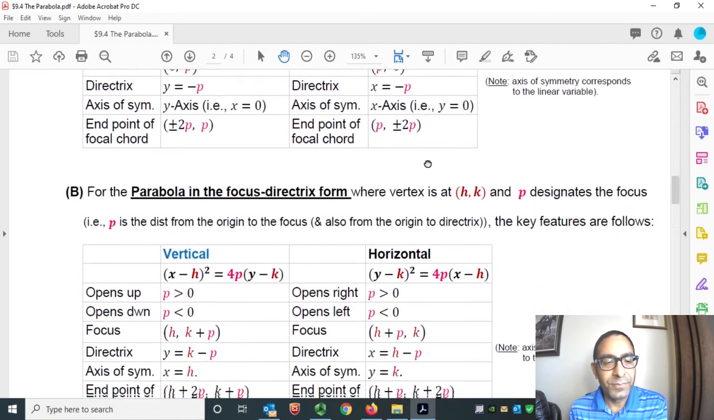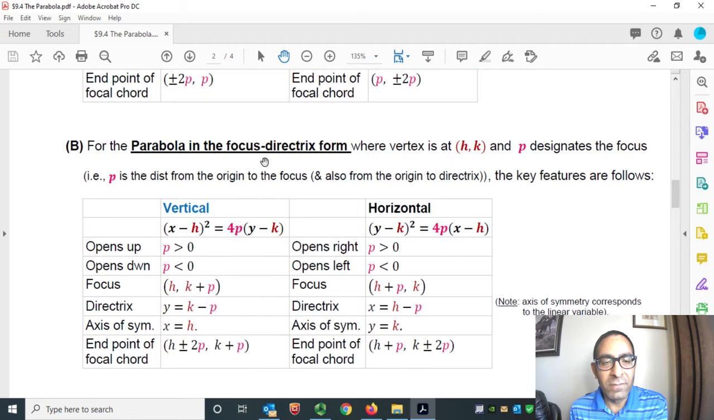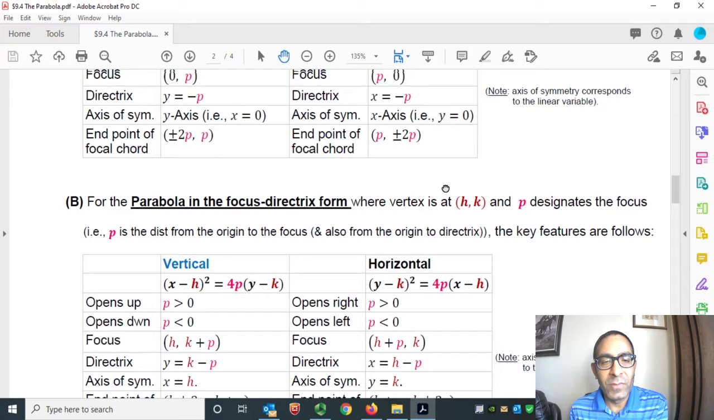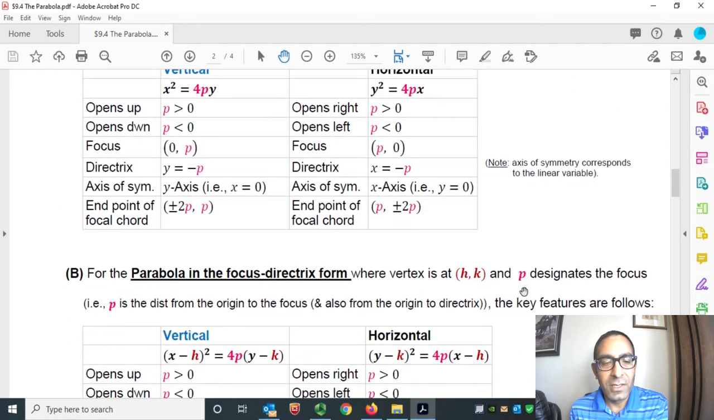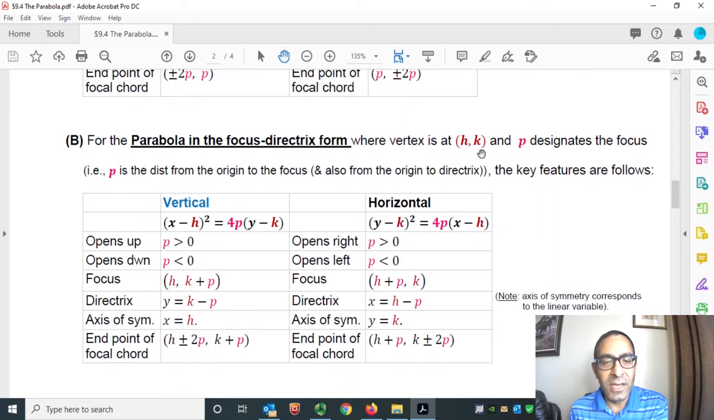Similarly, for a parabola in the focus-directrix form, where the vertex is at h, k and p designates the focus, the key features are as follows. So here, in the first one, the vertex is at the origin, and in the second, the vertex is at h, k.